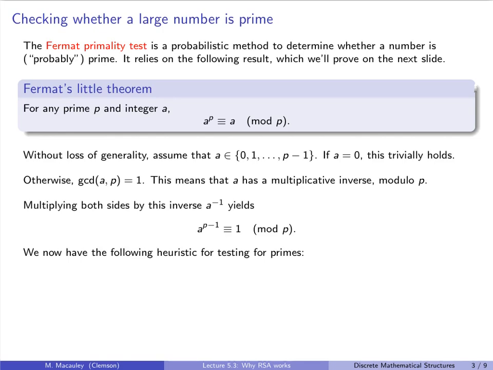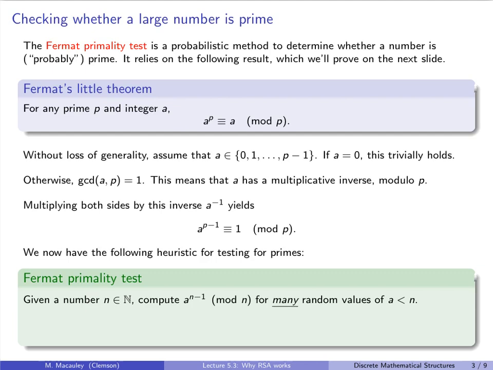We now have a heuristic for testing primes. And here's how it goes. Given a natural number n, compute a to the n minus 1 mod n for many random values of a less than n. If for some value of a, we just need one, a to the n minus 1 is not equivalent to 1 mod n, then we know that n must be composite. This is what we call a no certificate for primality.